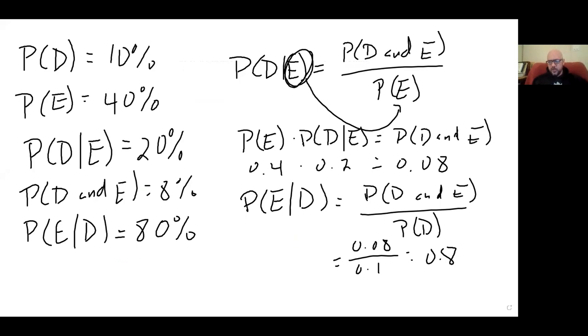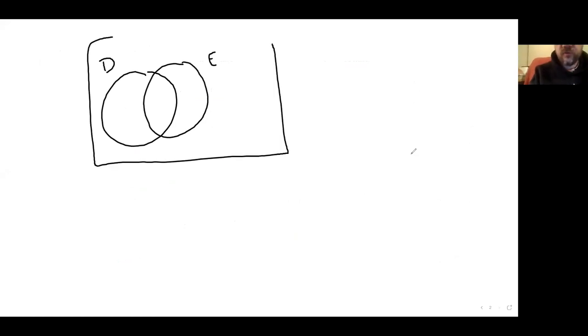Just because it's really helpful. So the things we need are probability of D, probability of E, and probability of D and E, because we need the middle for our Venn diagram. So here we've got this. We're going to have D, E, and the universe of possibilities here.